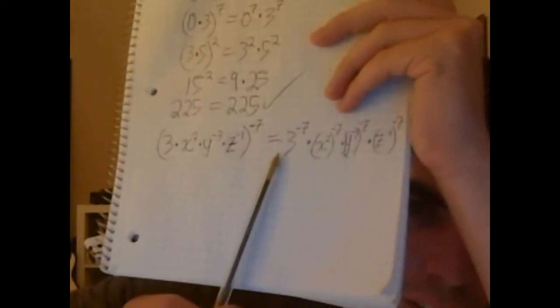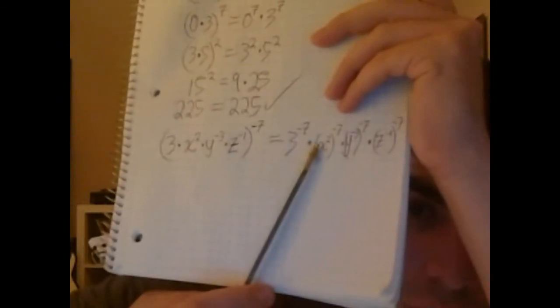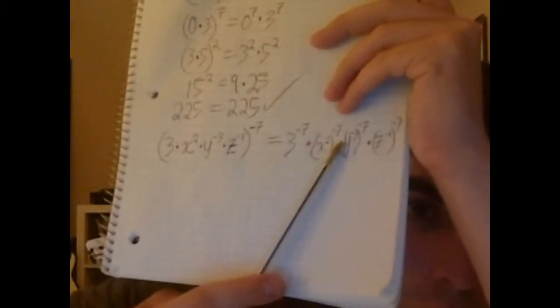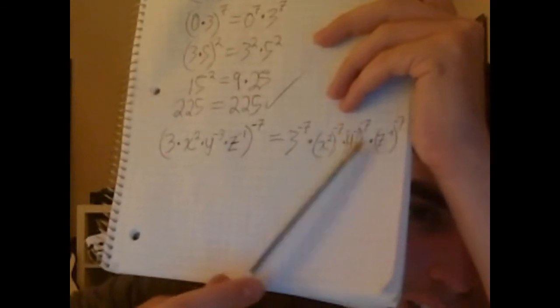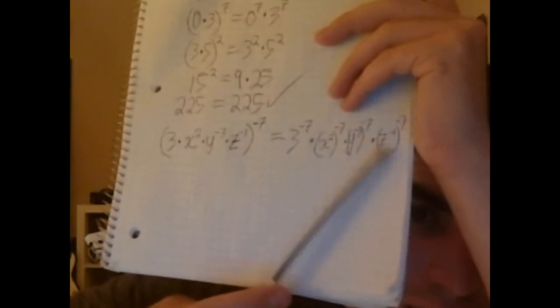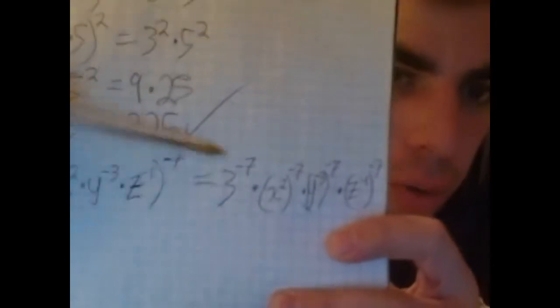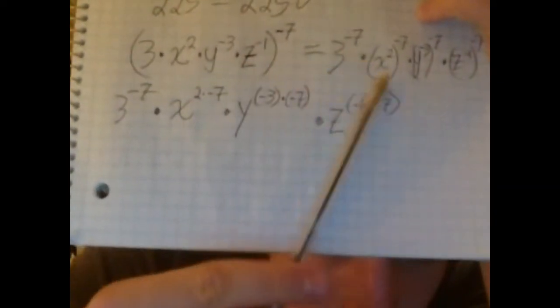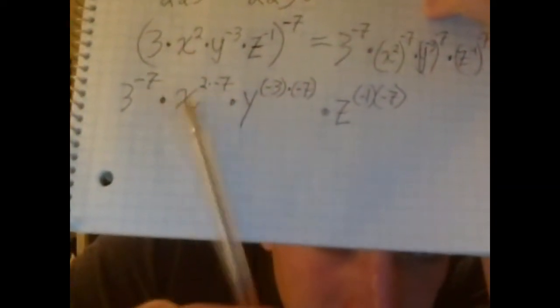What we're going to do is distribute this negative 7. We're going to attach it to each of these guys. So we get 3 to the negative 7th, x squared to the negative 7th, y to the negative third to the negative 7th, and z to the negative first to the negative 7th. Cool? Then we're going to apply our power to a power rule to each of these three little guys where we have a power to a power. Okay? So I basically just applied my rule, and I haven't even computed it yet.